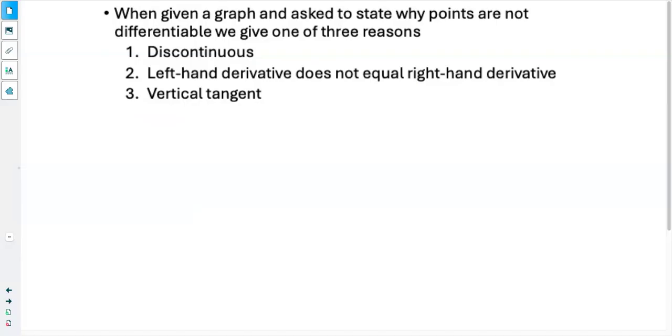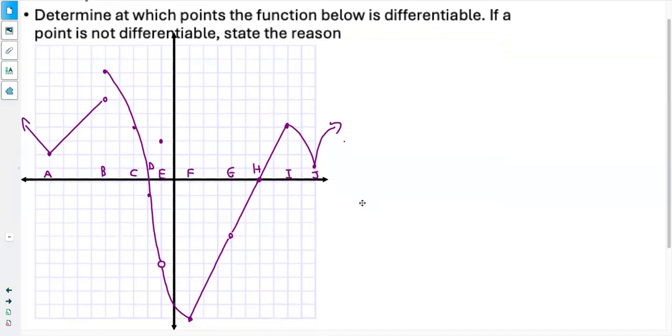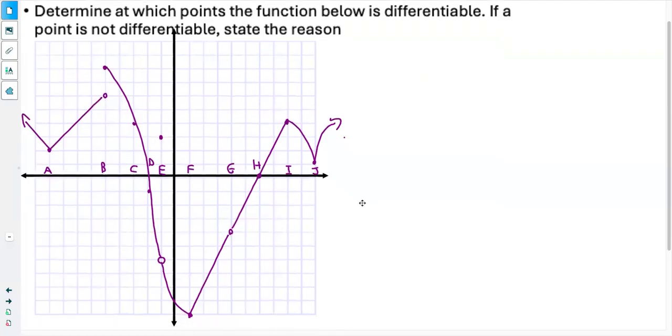So we'll look at an example. If we have this graph here, we want to determine at which points the function below is differentiable. If a point is not differentiable, state the reason. Essentially, we have all the points we want to talk about marked out. So we've got A lines up with this point, B with these points, C with this point, D with this point, E would be here, F will be here, G will be here, H is here, I is here, and J is here. So first thing we want to do is mark our differentiable points.